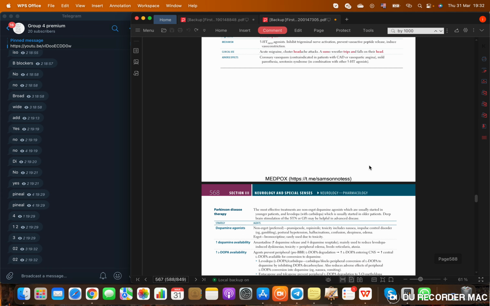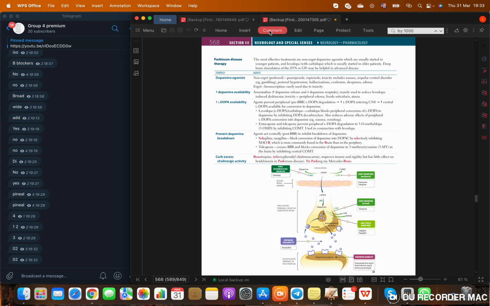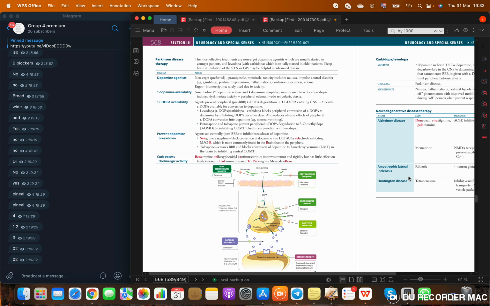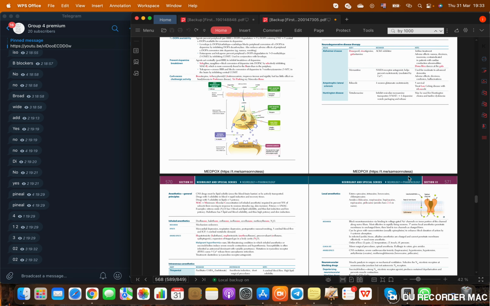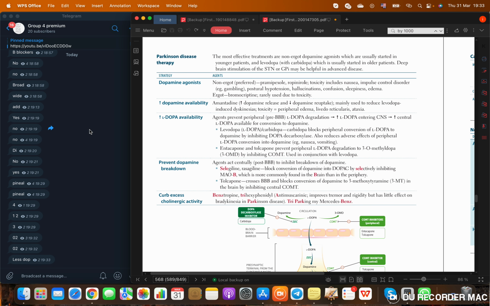Okay, so the next thing we are going to speak about is going to be the Parkinson medication. Oh yeah, Parkinson. Guys, what is the main problem in Parkinson disease? Is it high dopamine or low dopamine? Low dopamine, absolutely low dopamine.